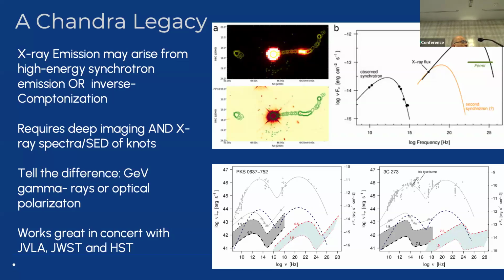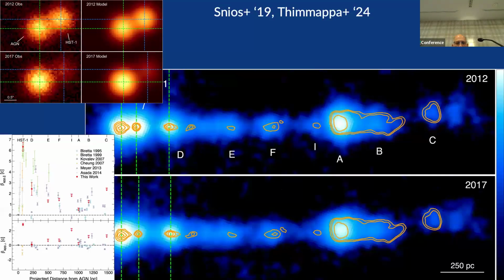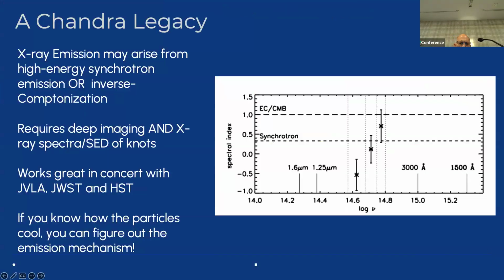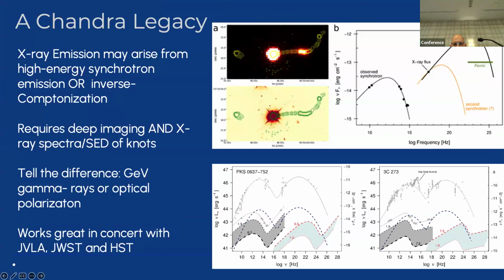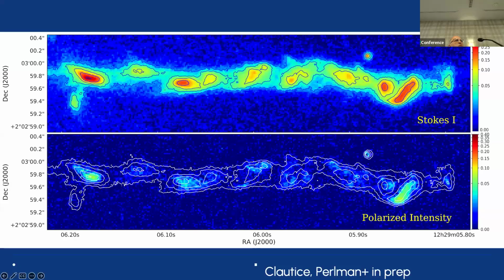Well, if it's synchrotron radiation, then it should be polarized. We can't do arc-second resolution X-ray polarization yet, but we can do it in the optical if the X-ray emission connects to the optical. And so, whoa, what happened here? This is what I wanted to show.